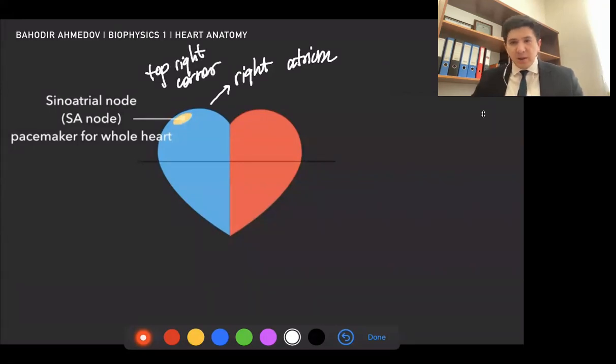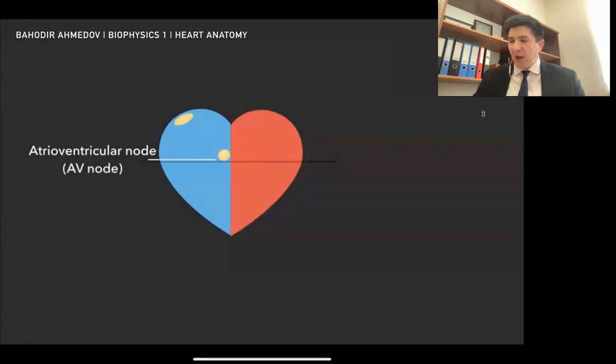The signal is then transmitted to the AV node, which is also called the atrioventricular node. It is located in the top and bottom left corner of the right atrium.